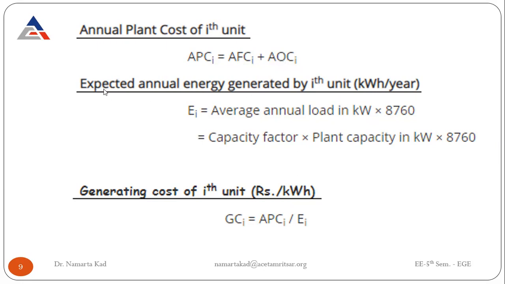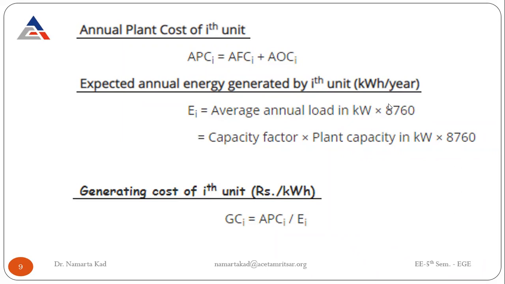Okay. Now next is the expected annual energy generated by the ith unit, that is, how much energy is generated by that particular unit, in kilowatt hour per year. We know that the unit of energy is kilowatt hour, and here we are calculating the energy on an annual, yearly basis, so that's why it is kilowatt hour per year. Energy generation is equal to the average annual load in kilowatt, that is, how much load is there on that particular unit, multiplied by 8760.